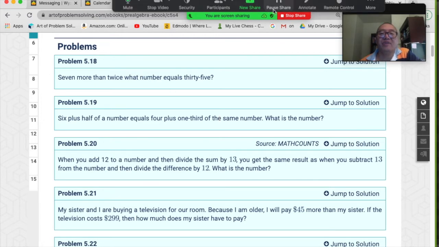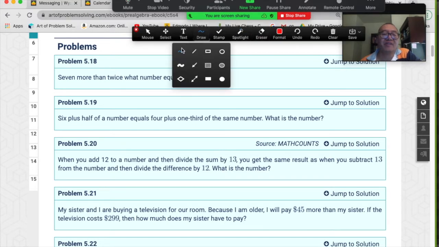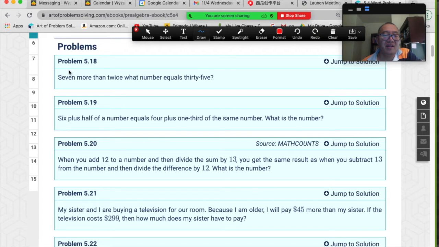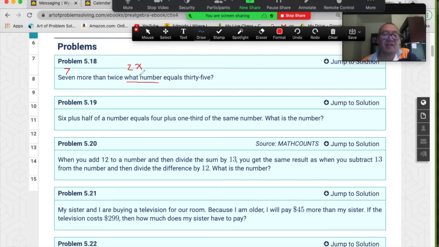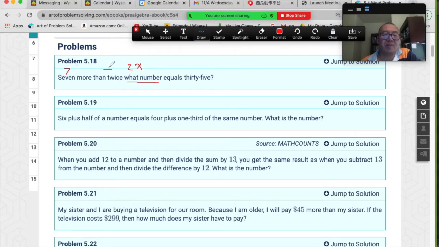You need to convert this one to math. This one, 7 more than twice what number? What number? We don't know, right? Let's suppose that's x. Then twice, that means 2 times x. 7 more than this, that means 7 plus this, will equal 35. So when you convert this one to math, you get this equation: 7 plus 2x equals 35. Then you need to solve this equation.